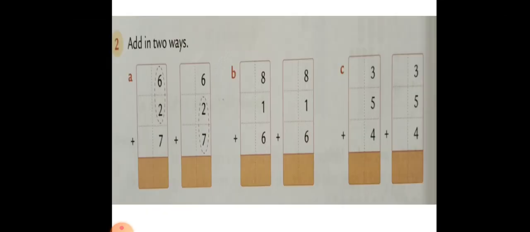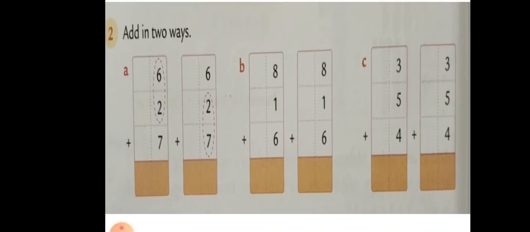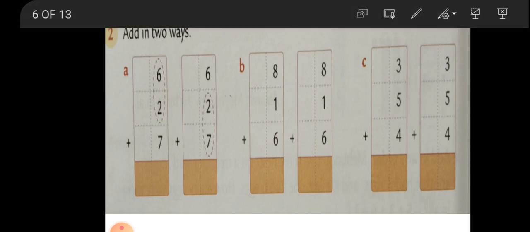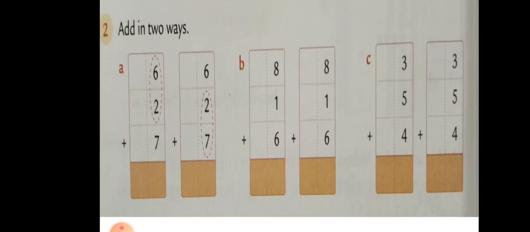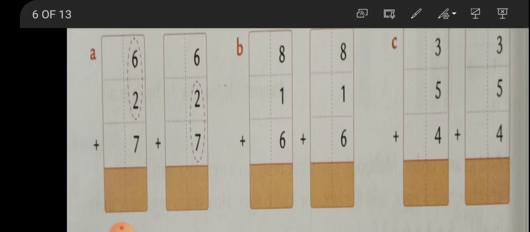Okay, let's begin now. The question says that you add in two ways. Let us begin. Okay, chalo. First you will add 6 plus 2. 6 in mind, 2 fingers up, forward counting after 6: 7, 8. This 8 plus 7: 8 in mind, 7 fingers up. What will you get? 8, 9, 10, 11, 12, 13, 14, 15.